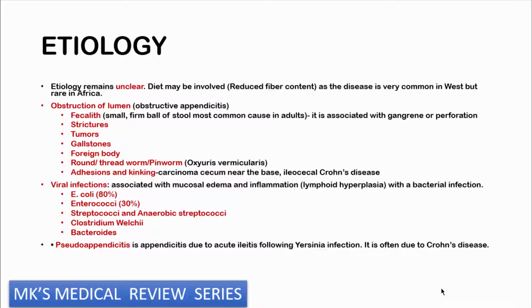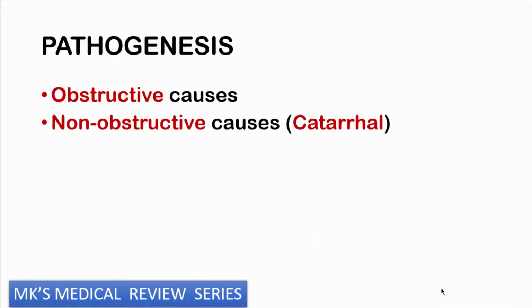Some viral infections and bacterial infections have been implicated that may result in mucosal edema and inflammation that's leading to lymphoid hyperplasia and obstruction of the lumen. 80% of the causes are due to Escherichia coli. 30% are due to enterococci. Other causes include streptococci and anaerobic streptococci, Clostridium welchii, as well as Bacteroides. You can also have pseudoappendicitis, which is often appendicitis that's due to acute ileitis following a Yersinia infection, and it is commonly seen in Crohn's disease.